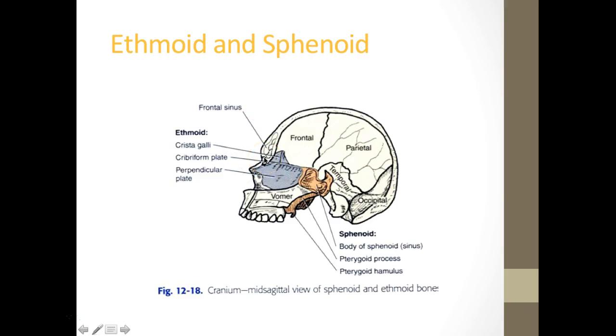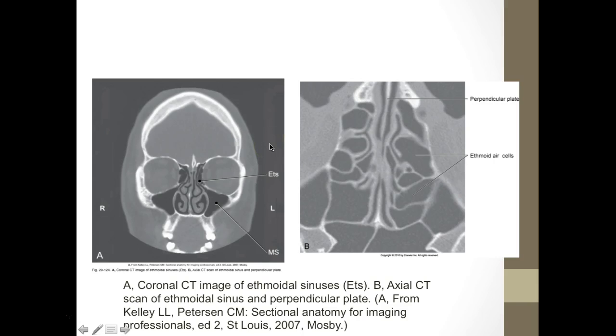Here's where it sits inside the skull. So you can see here the sphenoid bone. You have the body of the sphenoid, the pterygoid process here, and the hamulus down below, and the vomer where it's touching the perpendicular plate here. And you have your cribriform plate with your crista galli sticking up right there. That's your frontal sinus.